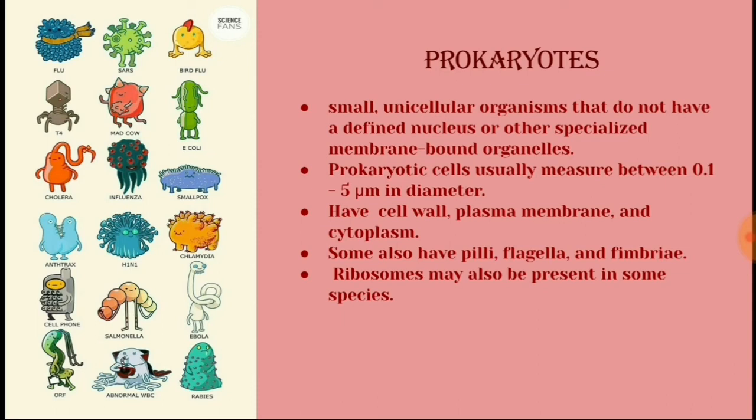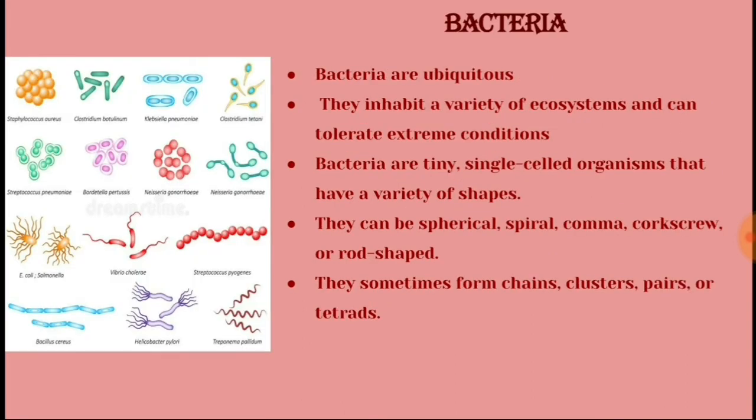found in prokaryotes. Prokaryote cells usually measure about 0.1 to 5 micrometers in diameter. They have a cell wall, plasma membrane, and cytoplasm. Some prokaryotes have pili, flagella, and fimbriae, which are locomotory organs that help in conjugation and movement of the bacteria. Prokaryotes may contain ribosomes, which are present in a few species. Under prokaryotes, we'll be studying bacteria and archaea. Firstly, we'll see what bacteria is.